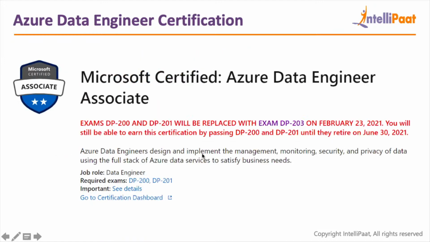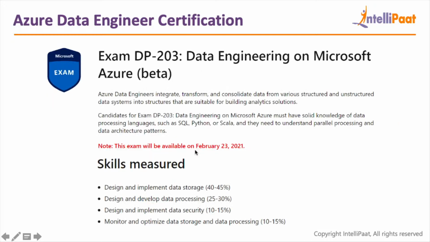But there is good news: these exams are going to retire in February, and from February 23, 2021, you can give just one exam to clear the data engineer certification, and this exam is DP203. So what they have done is they have clubbed both those exams and included the syllabus in just one exam, right? So earlier you had to pay for two exams, prepare for two exams and give them, and only then could you get the certification. But now, just by passing one exam, you can clear the data engineer certification, right?